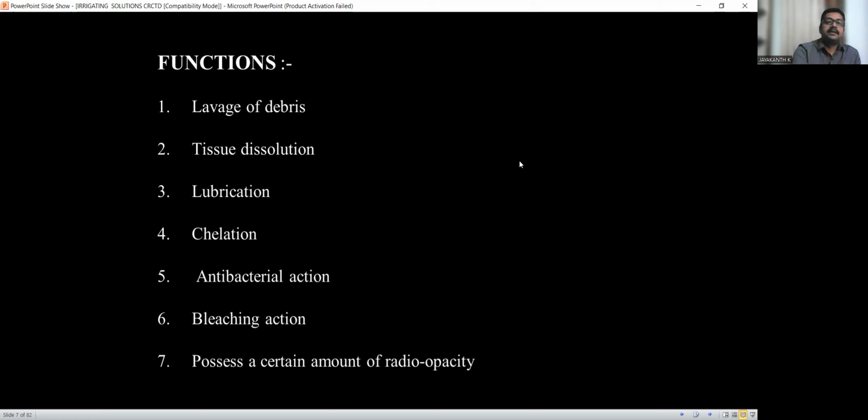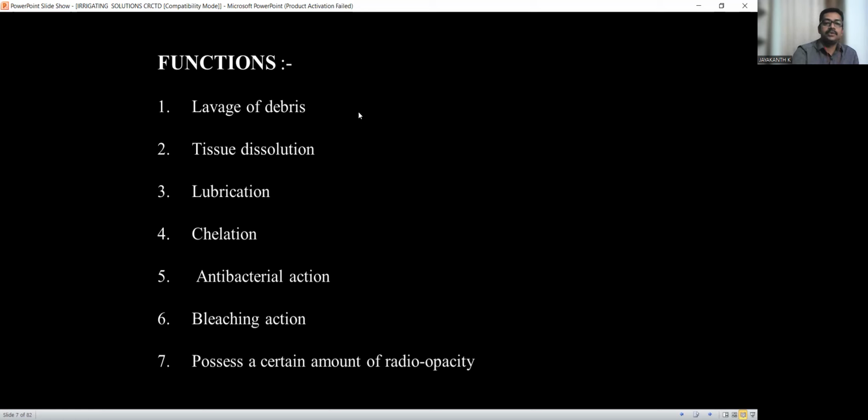You can see that these are the main functions of root canal irrigants. First one is lavage of debris. When you use an irrigant to irrigate the root canal system, it helps you clear away the debris of the root canal system, that is any microbes or their products, or any necrotic pulp, infective agents and microbial products that are harboring within the root canal system. That is cleared off from the canal by using a root canal irrigant.